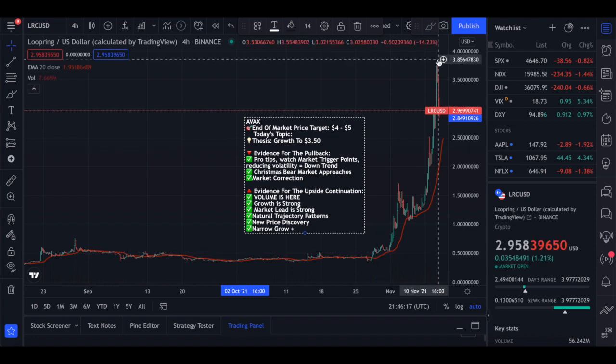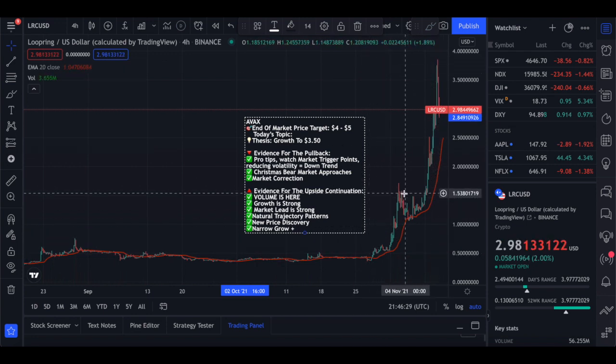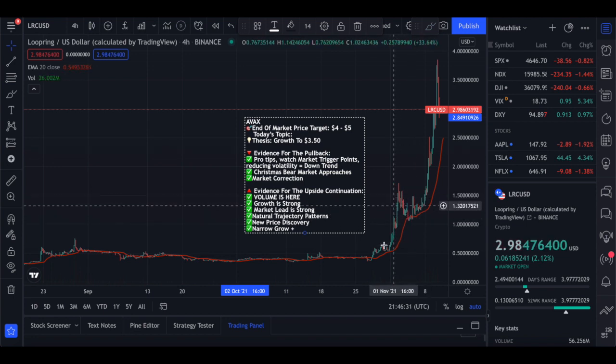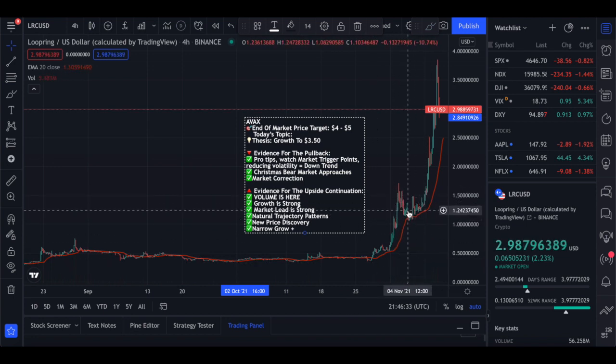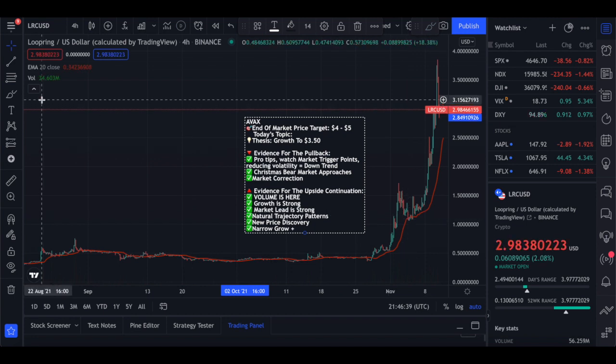Loopring got extremely close to $4. It was actually at $3.85. That's actually incredible. Just think about that for a moment. And this is a natural trajectory pattern. It's a natural trajectory because there have been corrections in the market, and the market didn't panic in the case of Loopring. And that's a really good thing to see, because that's what you call a natural trajectory pattern.